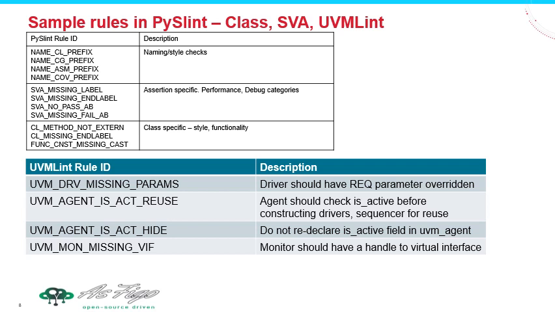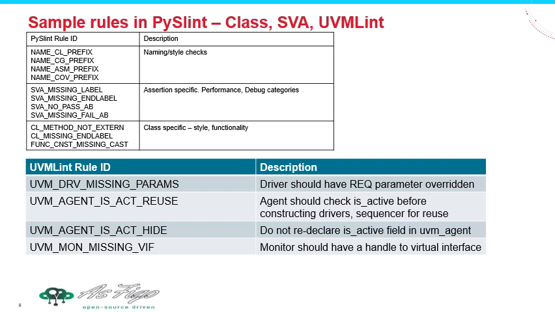UVM agent: if you do not use the is_active check inside your build phase, we can catch it, because you remember that the driver and sequencer will be present only for active agents and not for passive agents. This is the intention of the UVM, but if you don't code it the right way with a check on the UVM is_active field, then you're going to have a problem. Your subsystem guy, when he or she integrates your VIP or a UVC, is going to find that it's not really working even if I configure it as passive. That's going to be trouble. So you can find that much earlier while you're developing your code using PySlint.